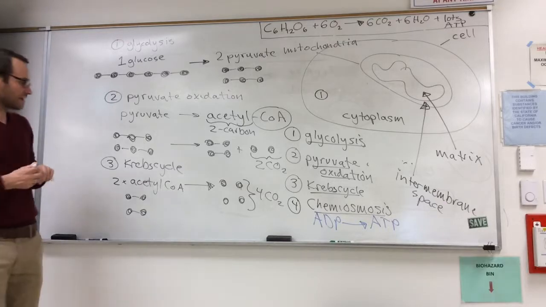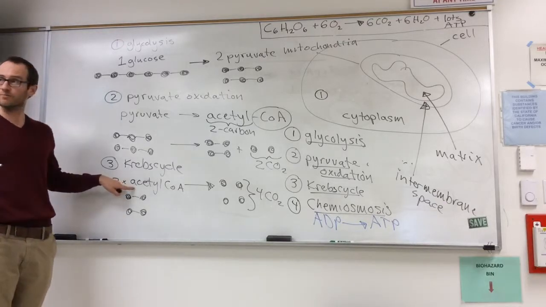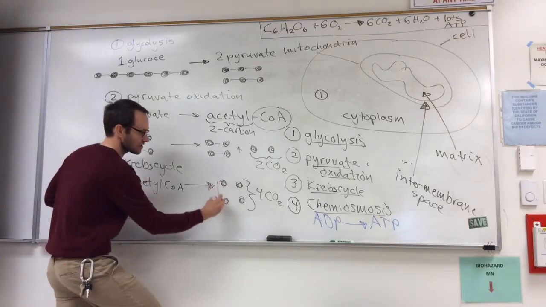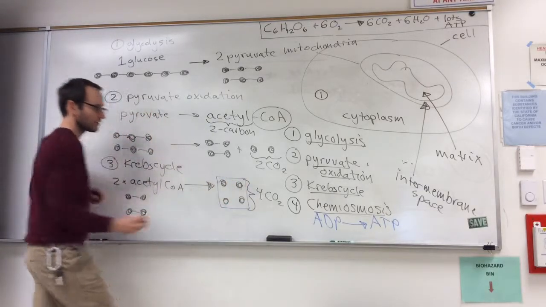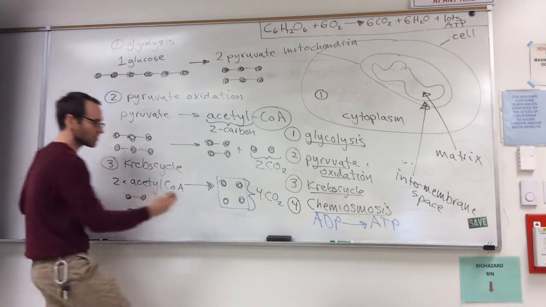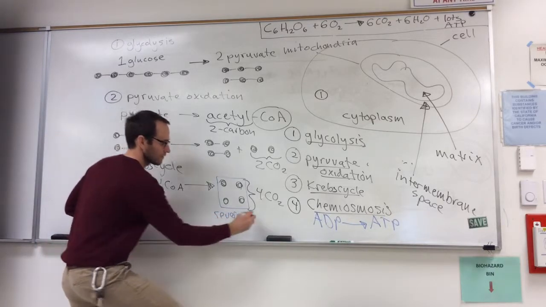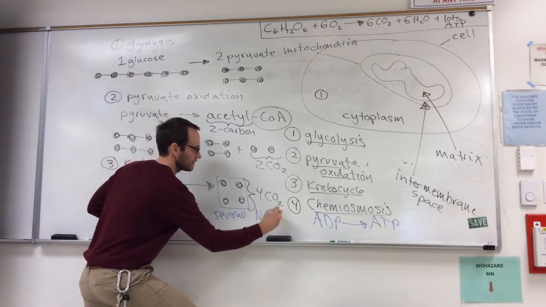So the other thing that occurs during the Krebs cycle is that we make, in addition to these 4 carbon dioxides, several NADHs.